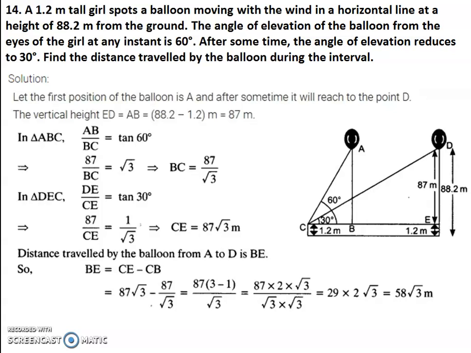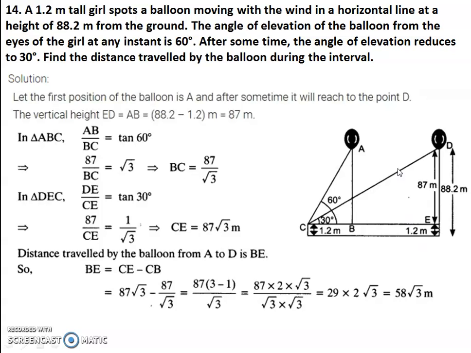A 1.2 meter tall girl spots a balloon moving with the wind in a horizontal line at a height of 88.2 meter from the ground. The angle of elevation of the balloon from the eyes of the girl at any instant is 60 degree. After some time, the angle of elevation reduces to 30 degree. Find the distance travelled by the balloon during the interval.